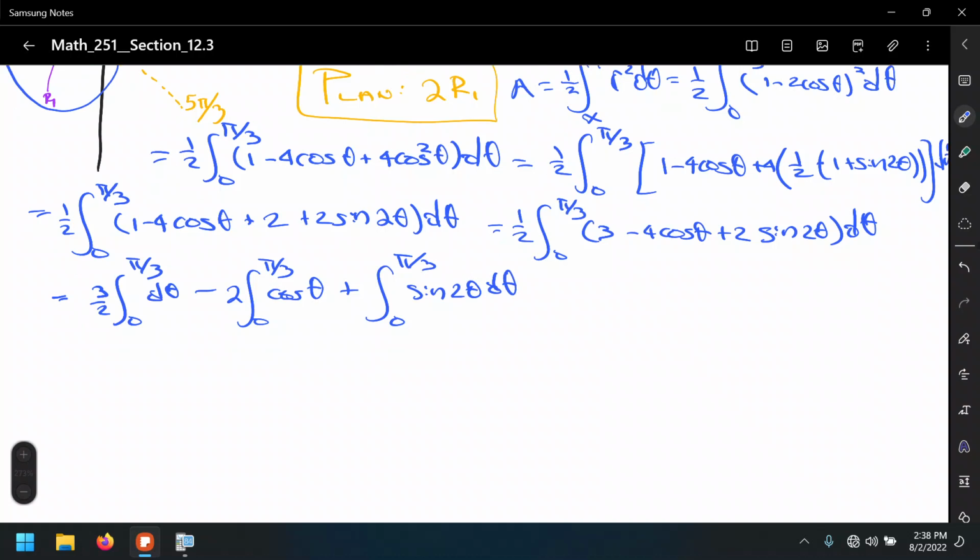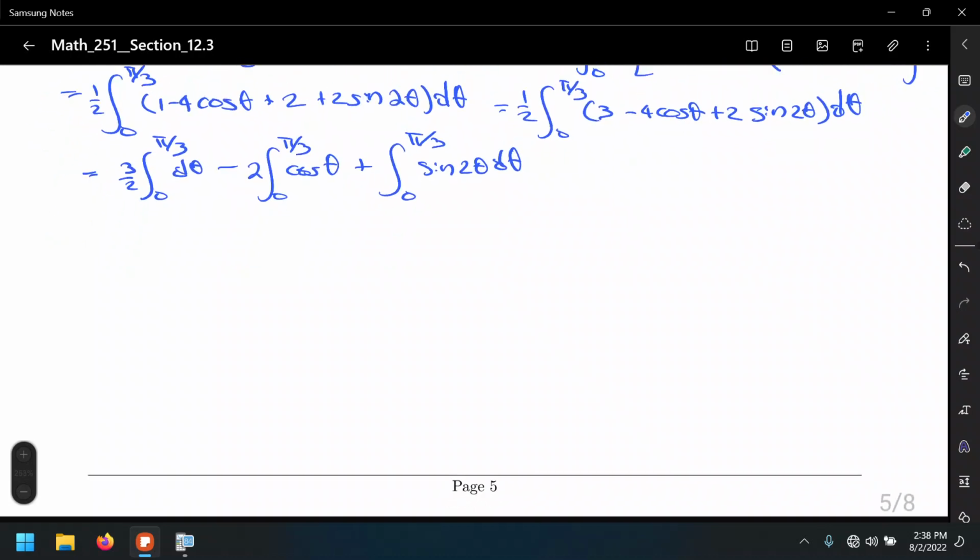Alright, so the integral of d theta is 3/2 theta, minus 2 times the integral of cosine, which is 2 sine, and the integral of sine 2 theta, that's a negative 1/2 cosine 2 theta. Recall that the integral of sine is negative cosine, and we have a mini substitution in there. And that's going to go from 0 to pi over 3. So let's do upper limit minus lower limit as usual.